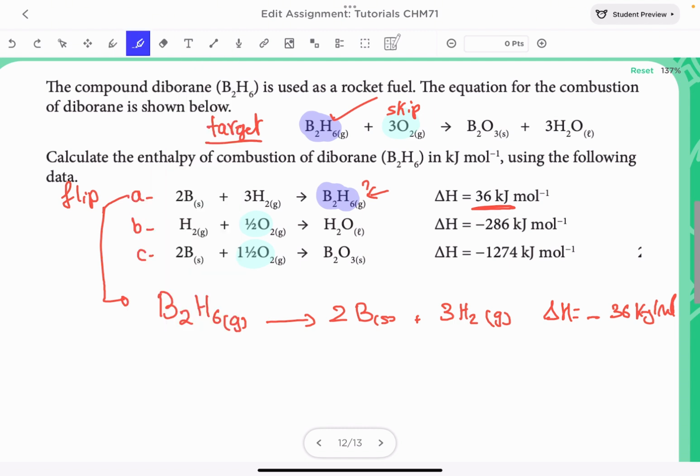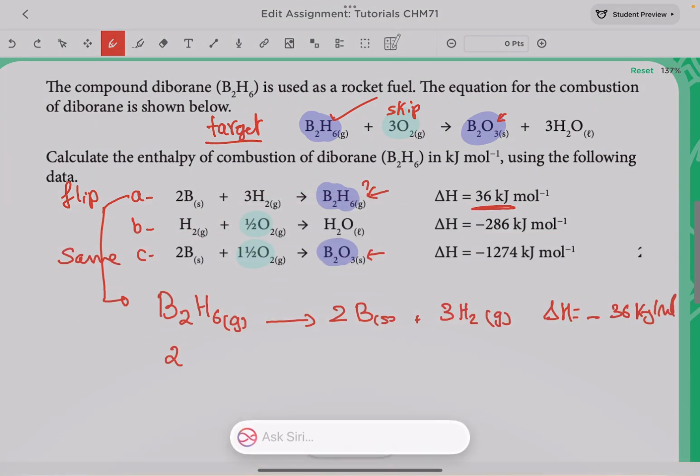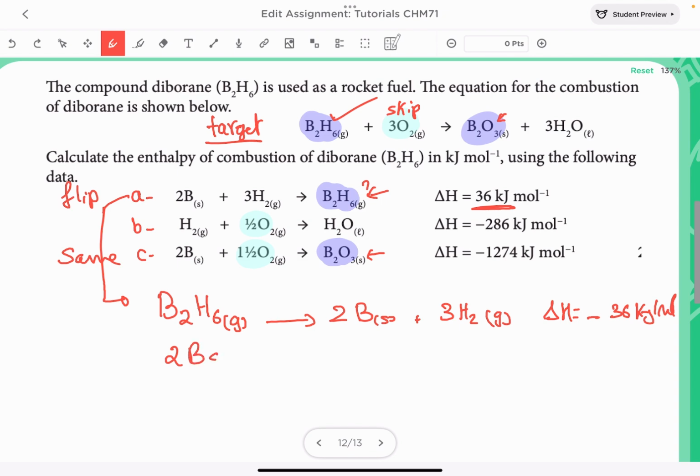So skip it. Check another molecule that's much easier than O2. Let's see, B2O3. I can find it over here. Now B2O3, I need it as a product. And in this one, it is coming as a product. So in C, I'm not going to do anything. I'm just going to keep it the same. So you write it again without any changes: 3/2 O2, and this is B2O3, solid. So I didn't do anything to it, so the delta H remains the same, kilojoule per mole.